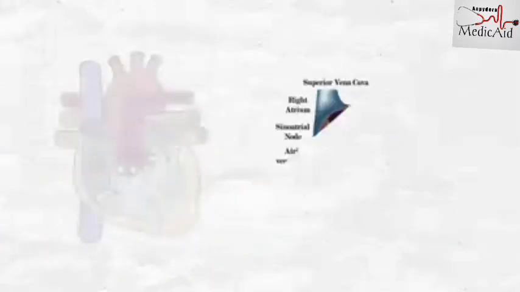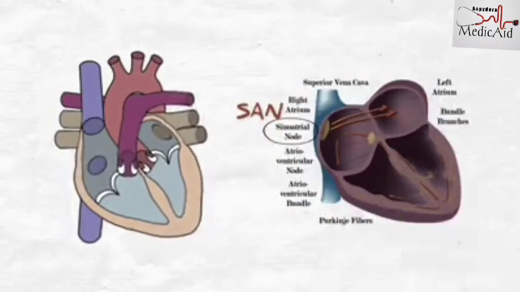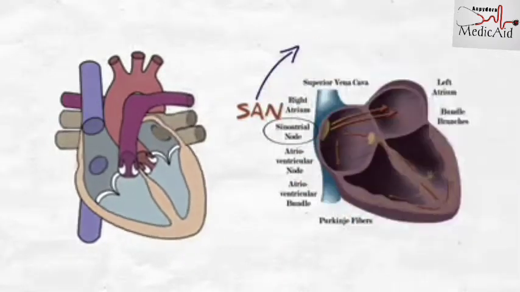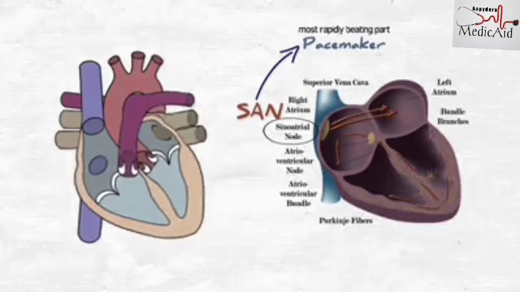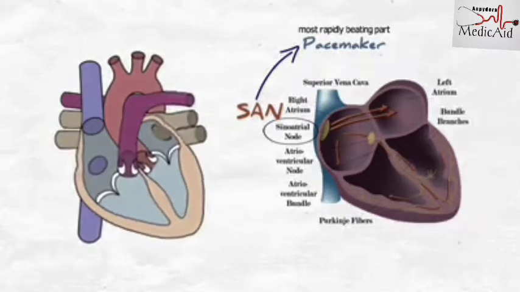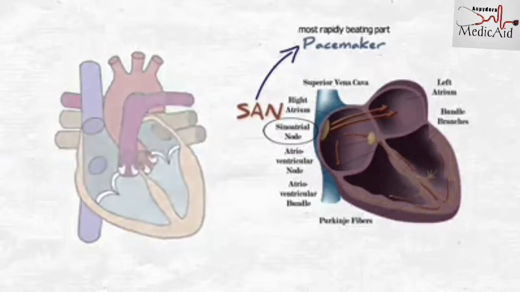So let's talk about the conducting system of the heart. The heart beats rhythmically, and this rhythm depends mostly on the sinoatrial node, known as SAN. SAN is called the pacemaker of the heart, as it is the most rapidly beating part of the heart. So, SAN controls the heart rhythm and initiates the contraction of the heart. In general, the part discharging at the highest rate is the pacemaker of the heart.